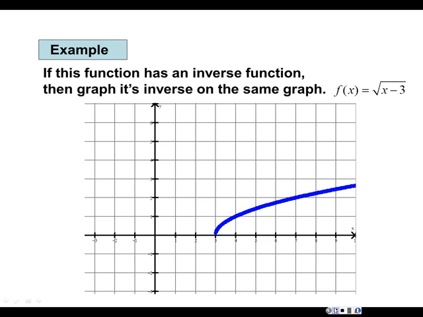How about this? First of all, is this one-to-one? Because if you draw any horizontal line, does it intersect this graph at more than one point? So that's definitely an inverse function. Now, can you draw any? How do you draw that inverse function?